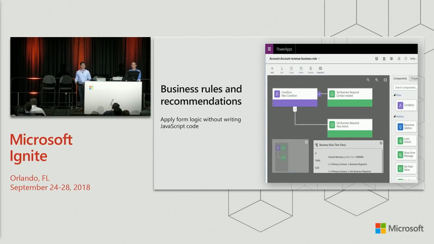The second one is business rules and recommendation. This piece basically allows customizers to create the business rule using a UI-driven editor. So things like simple business domain knowledge, like if revenue is greater than $20,000, set the opportunity rating to warm. These things can be done using the designer without writing any code.